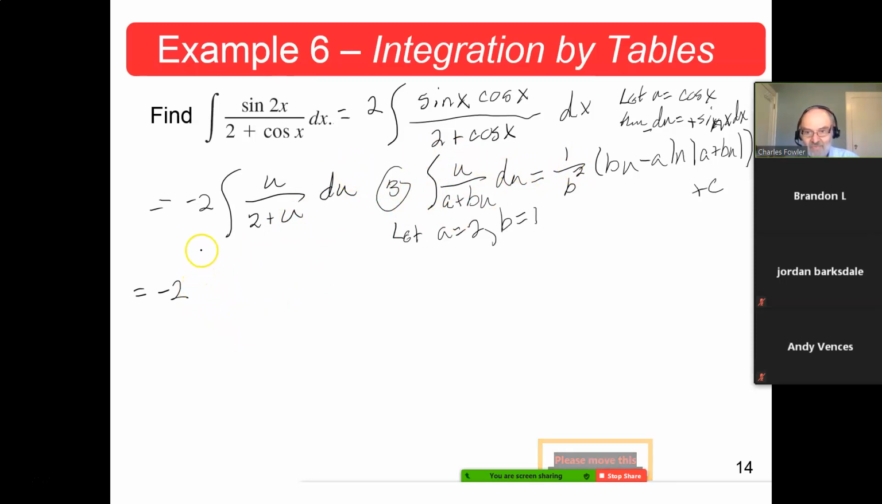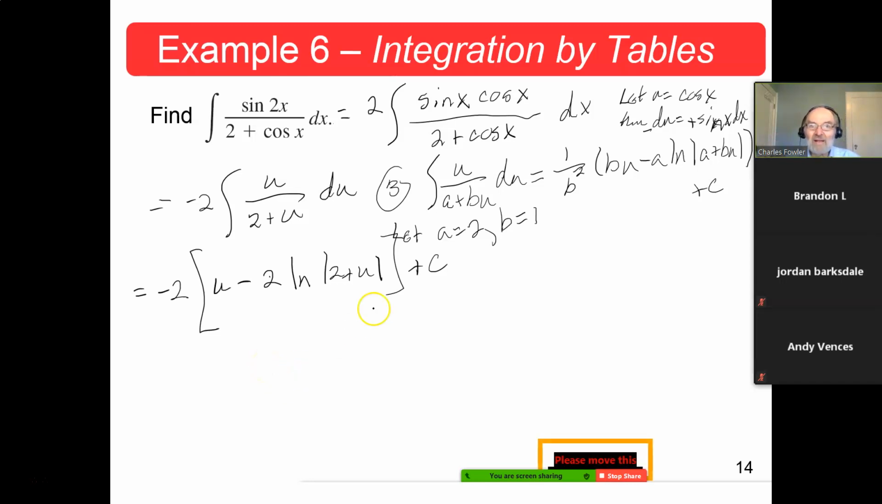Minus 2 times 1 over b squared. Well, b is 1, so that's just 1. And then b is 1 times u, so that's just going to be u, minus a is 2, so that's 2 times the natural log of absolute value, and then this a plus bu is exactly your 2 plus u, plus c. All right. You think we're through?